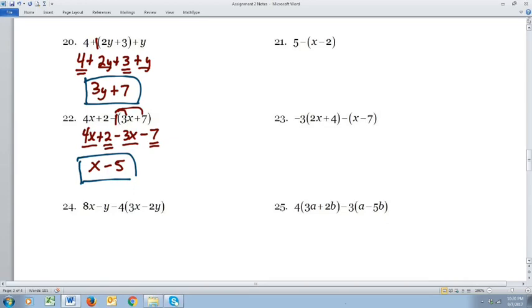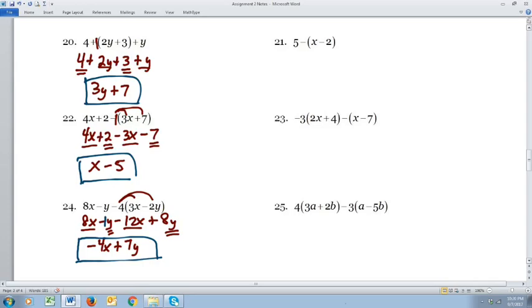All right, let's do 24. We're going to bring down the 8x and the minus y. Now we're distributing a negative 4. So we'll get negative 12x. So we'll write that as minus 12x. A negative 4 times a negative 2y is a positive 8y. And when we combine our like terms, we're going to get negative 4x here. Let's see, we got a negative 1y and an 8y. That's going to be 7y. All right, so I'd encourage you to try 21, 23, and 25, and then you can check your work.